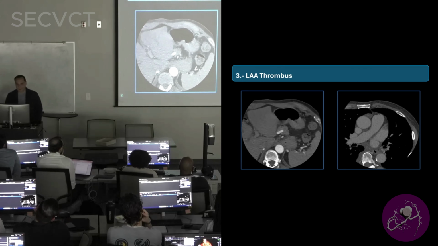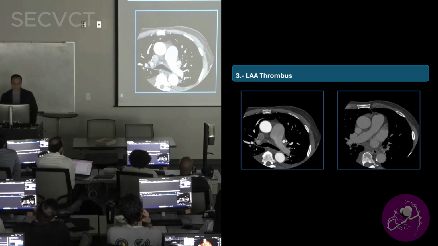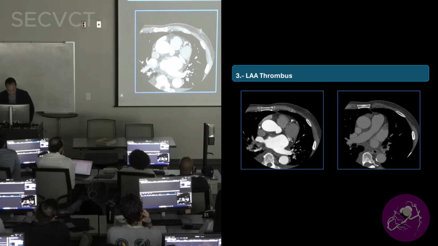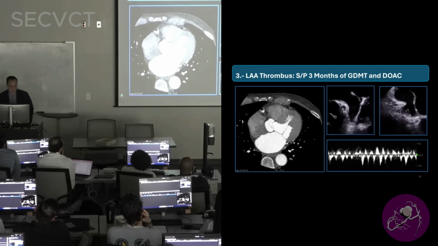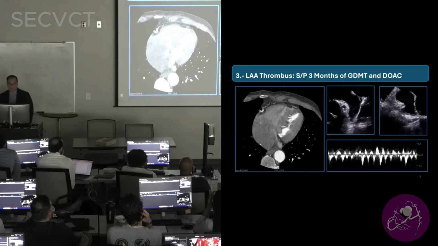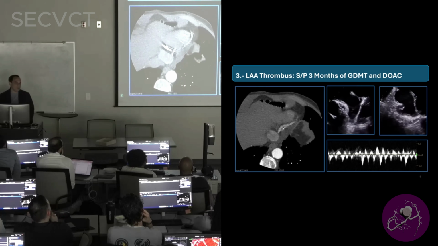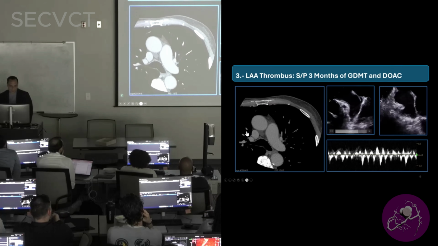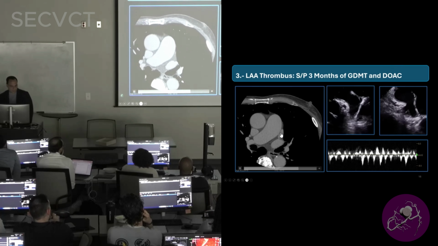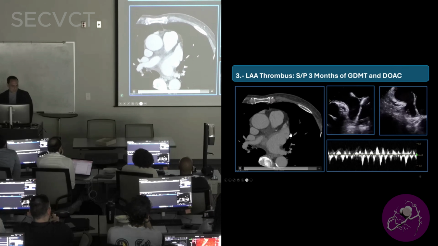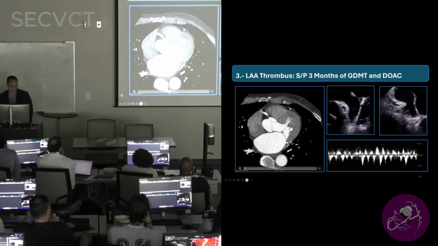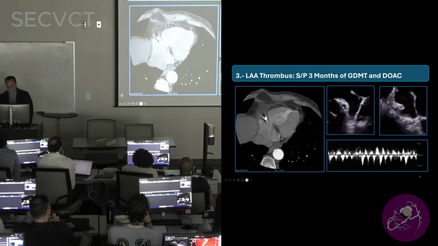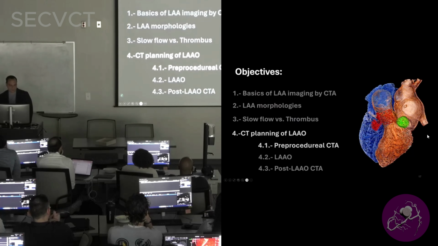The cavities are dilated. So we have to sometimes take a step back and look in the chart. This patient was on no medications. I brought him to my clinic, started him on GDMT, and now this is 3 months after GDMT, with him tolerating DOAC and avoiding any falls or any mishaps. Now you can see that the thrombus has resolved. The delayed scan reveals a homogeneously opacified appendage, and the velocities have markedly improved.